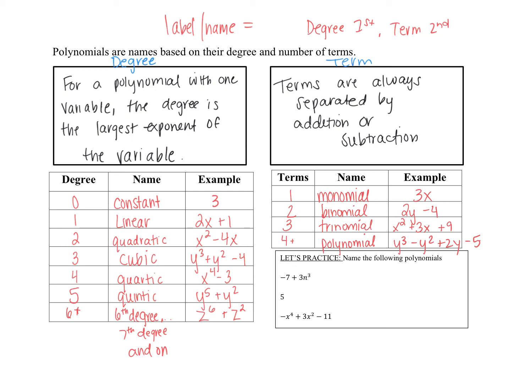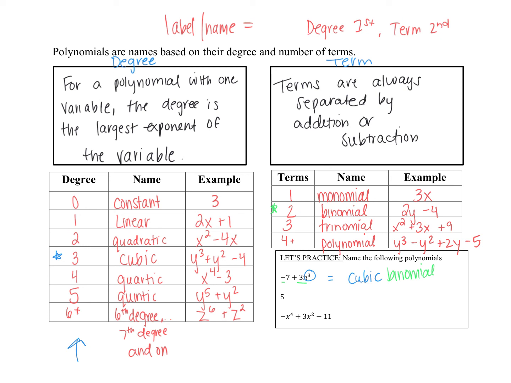So when we're looking at this first example, -7 plus 3n cubed, the first thing I want you to do is notice what the exponent is and give it a circle. So I know that the exponent here is a 3. So I'm going to come over to my chart here, and wherever I see the degree of 3, I know that the name is cubic. So that's going to be the first thing I write down, cubic. Okay? And then I need to count my terms. So I have a -7 is a term, and 3n cubed is a term. And when I have 2 terms, because I only have 2 terms here, it's called a binomial. So this whole expression, this whole polynomial, is called a cubic binomial.